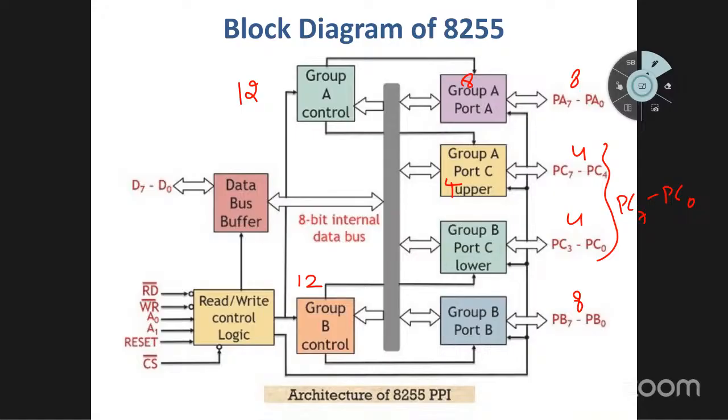So one port, complete port, that is called port C. Port means, don't get confused, port means the ports. How many ports? 3 ports: port A, port B, port C.